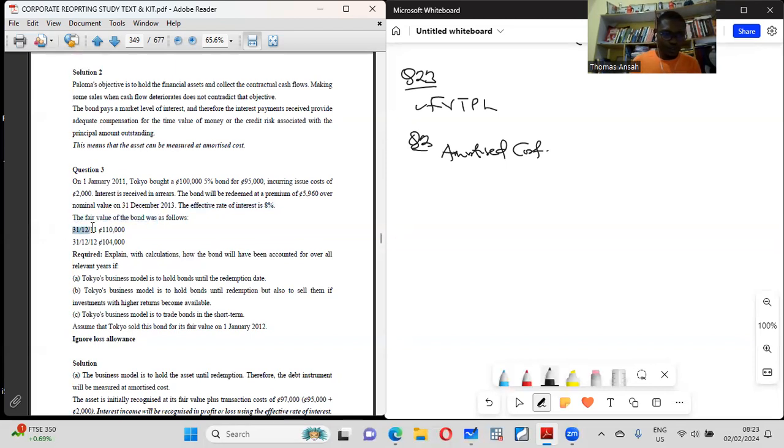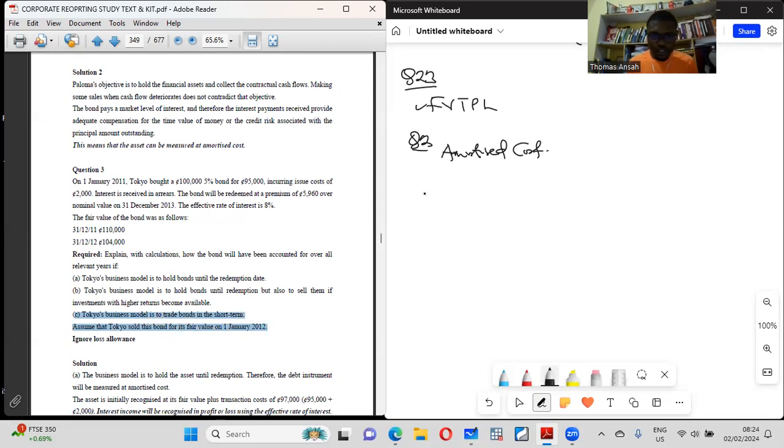The fair values for the bond for 2011 and 2012 are given. You are required to explain with calculation how the bond will be accounted for if Tokyo's business model is to hold the bond until maturity. Which one is that? Amortized cost, right? But hold on. If it says to hold to maturity, but also to sell if investments with higher returns come up, then this one will rather be fair value through OCI. Then if Tokyo's business model is to trade the bond in the short term, or medium term, it's the same thing. They traded it on 1st January 2011. They didn't even wait till maturity. So this one will be fair value through P&L. It's as simple as that.